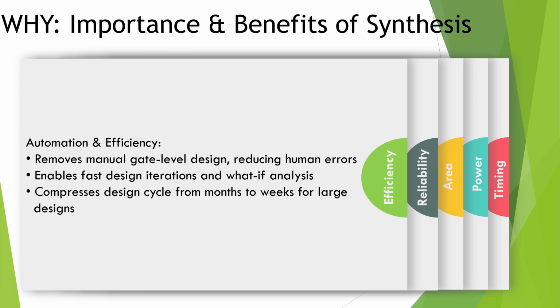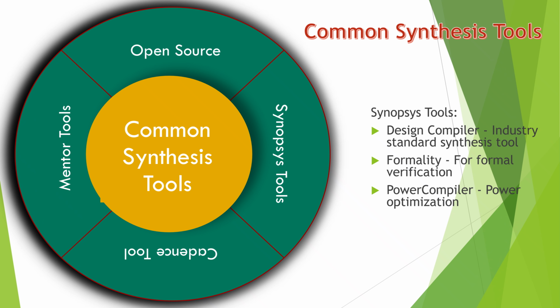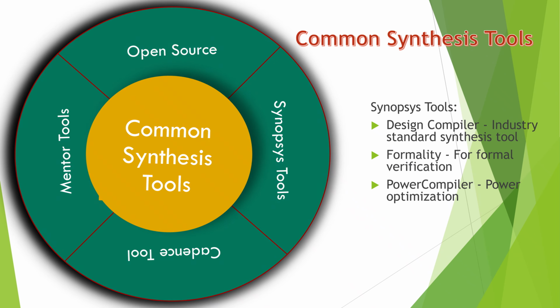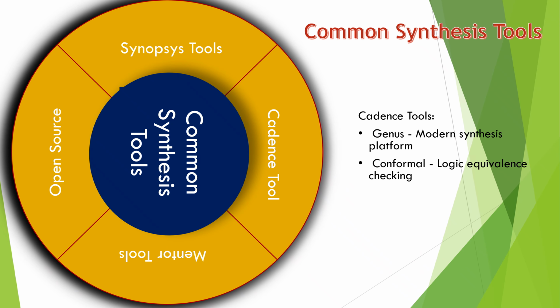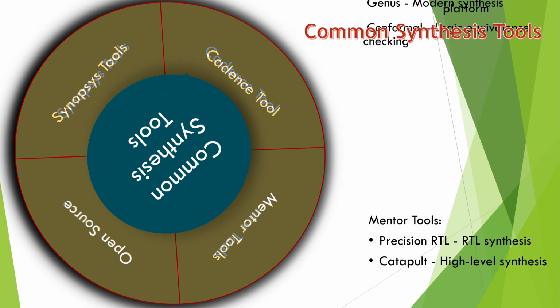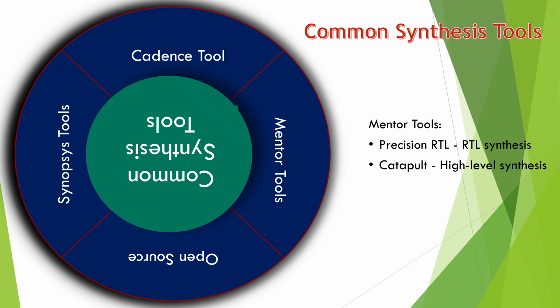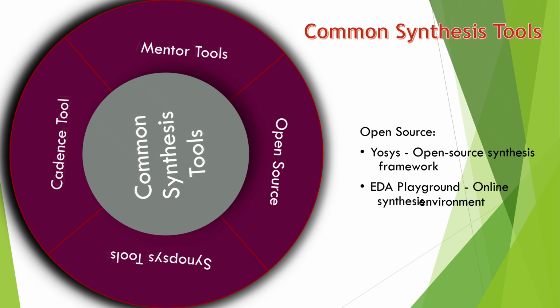Let us talk about tools now. In industry, some common tools are Synopsys Design Compiler for synthesis, Formality for equivalence checking, and Power Compiler for power optimization. Cadence Genus for synthesis and Conformal for logic equivalence. Mentor or Siemens Precision RTL for synthesis and Catapult for high-level synthesis from languages like C or C++.